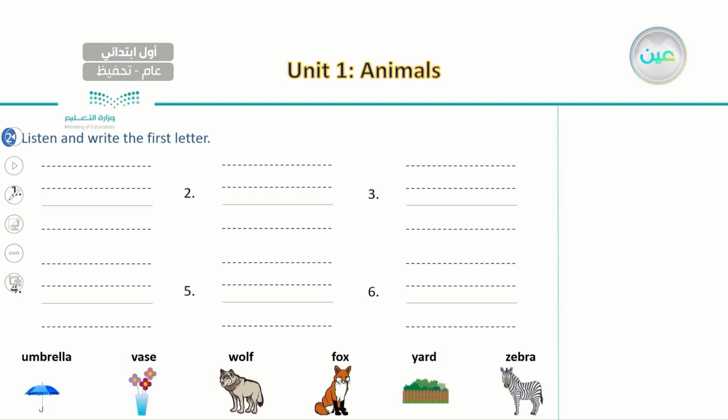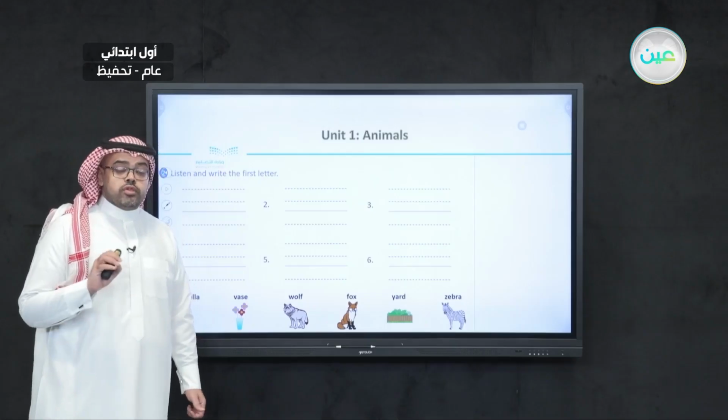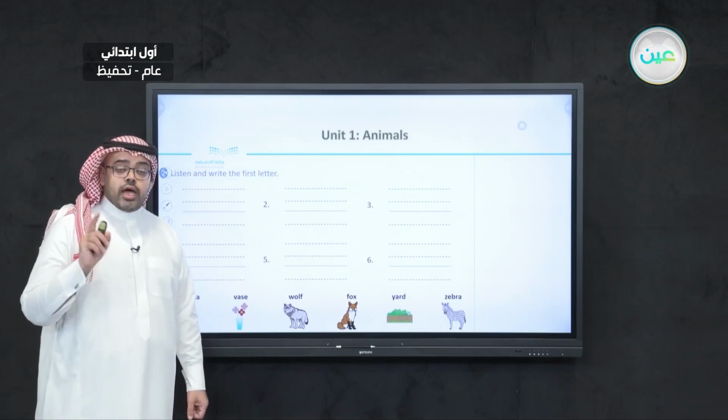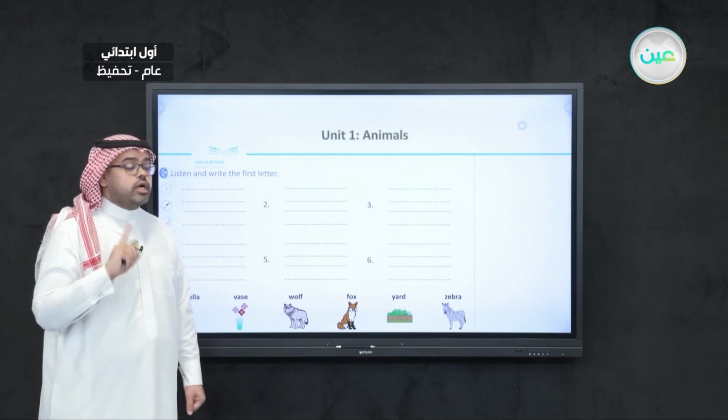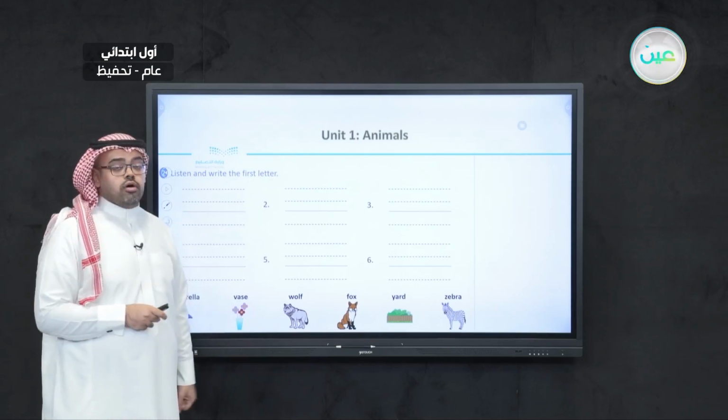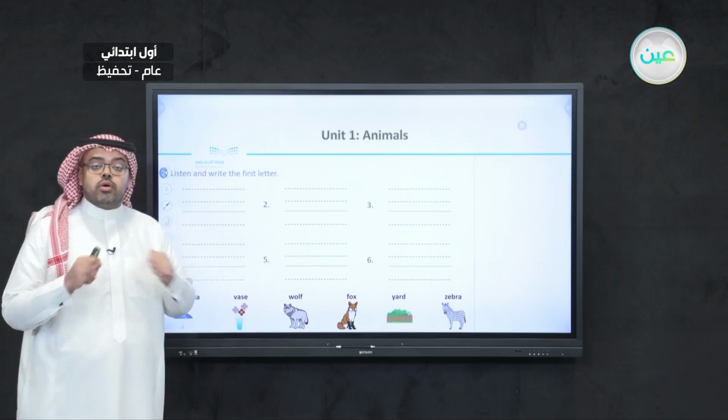So the first word we have here is the word umbrella, umbrella, and vase, vase, wolf, wolf, fox, fox, yard, yard, zebra, zebra. Very good. So now what we're going to do is we're going to listen to one of these 6 words. And once we listen to the word, we need to write only the first letter of these words. Are you ready? So let's begin.